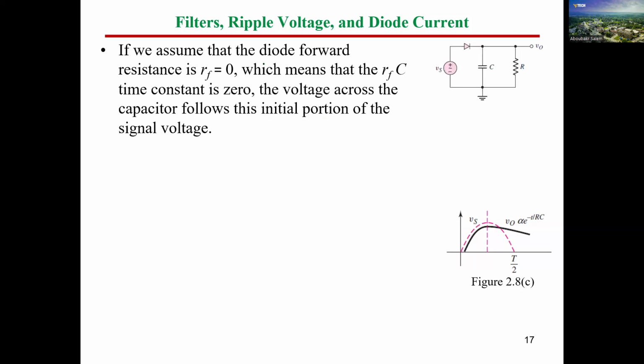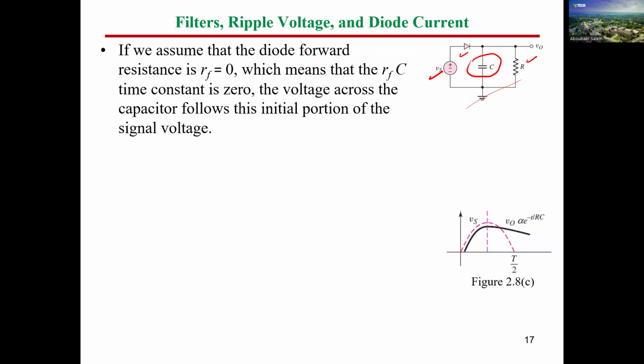Let's first see what will happen if we have a capacitor in our circuit. So this is our AC source. We have our diode, and this is our load. But instead of just supplying the load, I added a capacitor here. What is this capacitor going to do in this circuit?